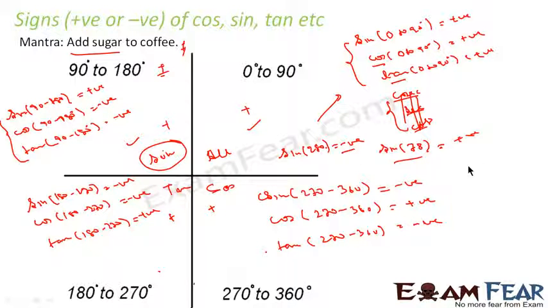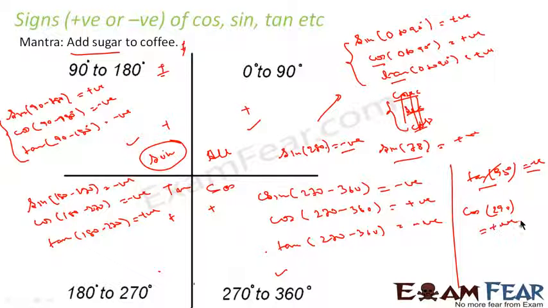Similarly, let's say tan. For example, somebody asks me if tan of 95 degrees is positive or not. So we know 95 comes in this quadrant, and in this quadrant only sine is positive, so I can very well say that this is negative. For cos also, let's say somebody says find cos of 290. So 290 comes in the fourth quadrant, in the 270 to 360 range, and in this range cos is positive, so I can say that this is positive.